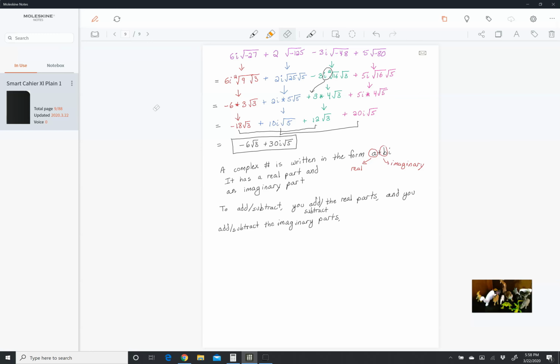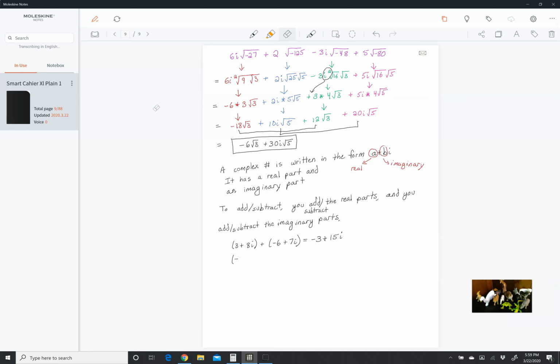Okay, so for example, 3 plus 8i plus negative 6 plus 7i. 3 and negative 6 is negative 3, and 8 and 7 is 15i. Okay, so we're just adding the reals, adding the imaginaries.